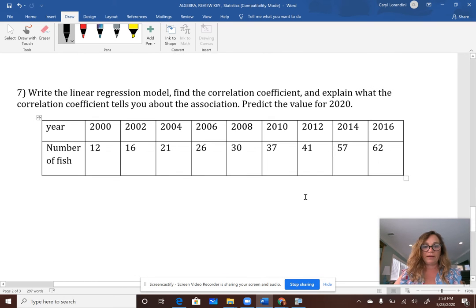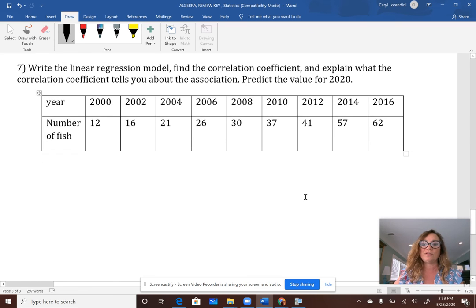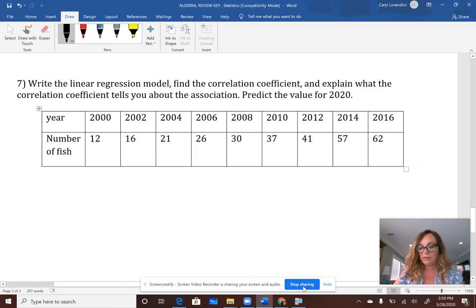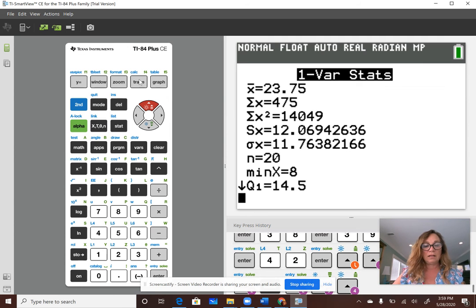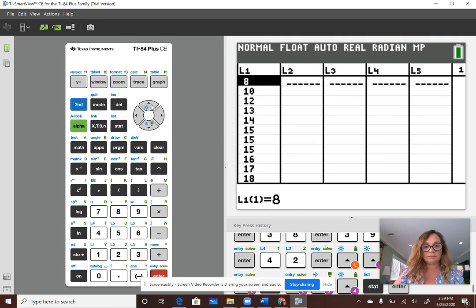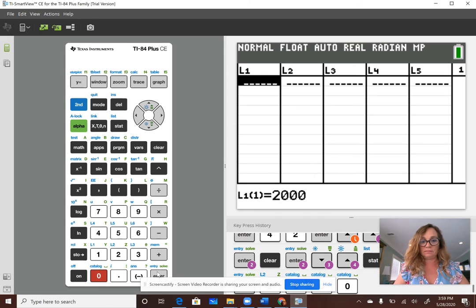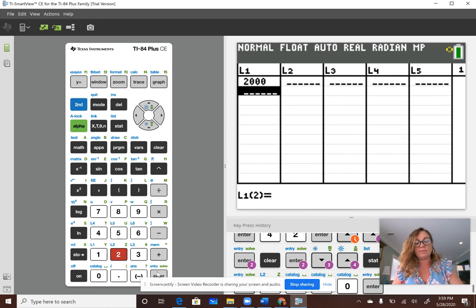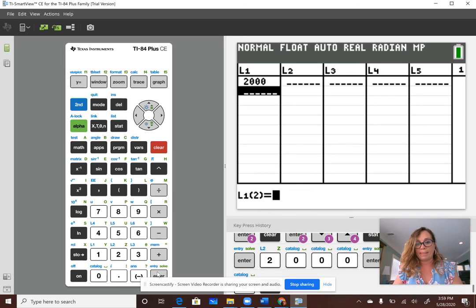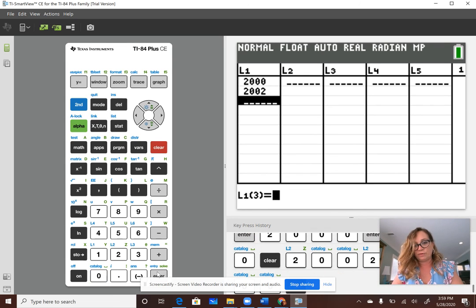Okay. All right, write the linear regression model, find the correlation coefficient, explain what that tells you about the association, and then predict for 2020. Okay, so back to the calculator. So you have to enter your data. Okay, 2000. Now, when you're doing this, sometimes they say like years from like 2000. So like 2000 might be year zero. You always have to read what it says. It doesn't say that here, but make sure you do read that.